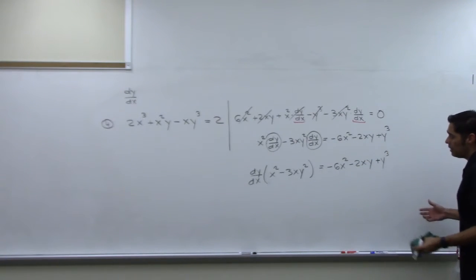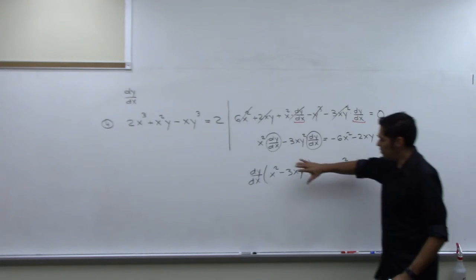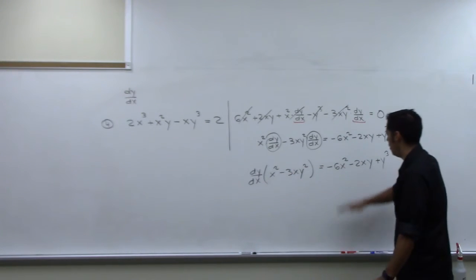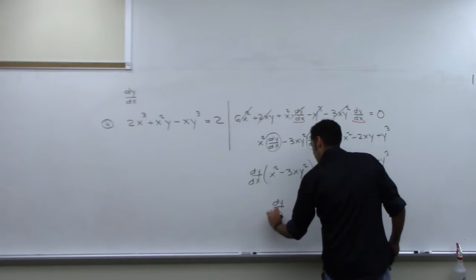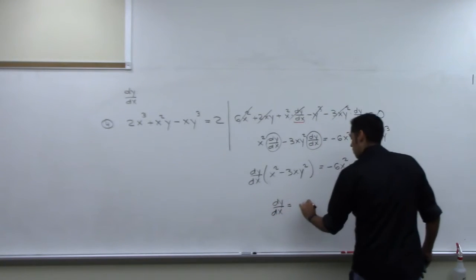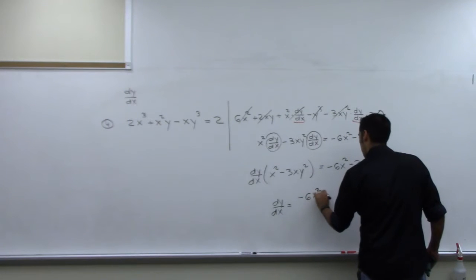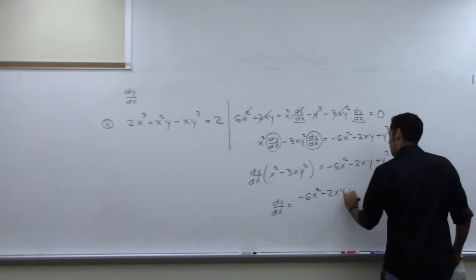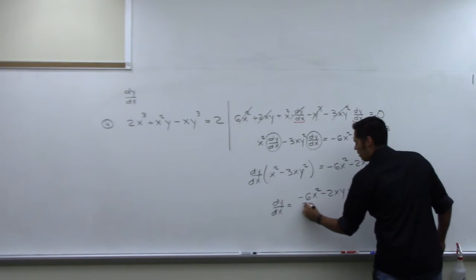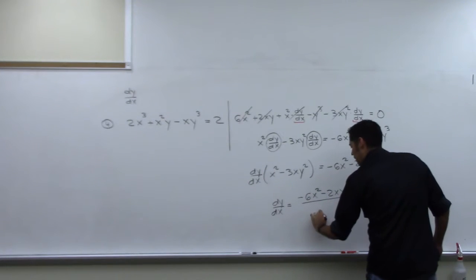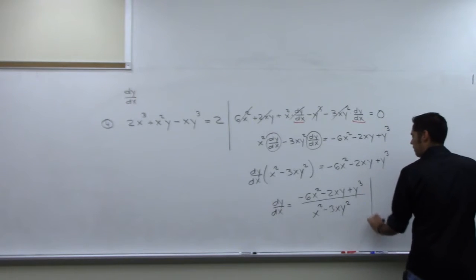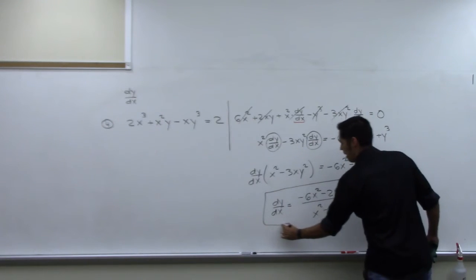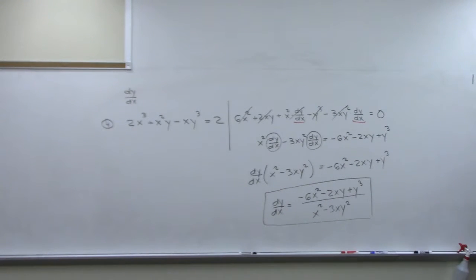And then finally, we can divide this whole thing out on this side and divide it on this side, and when I do that, I'll get dy dx equals negative 6x squared minus 2xy plus y cubed all over what we divided out, x squared minus 3xy squared. There it is. We have solved for dy dx.